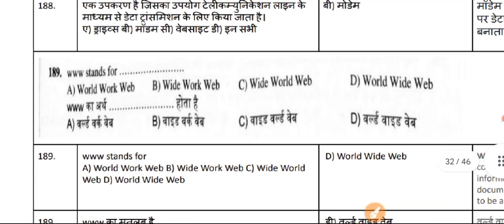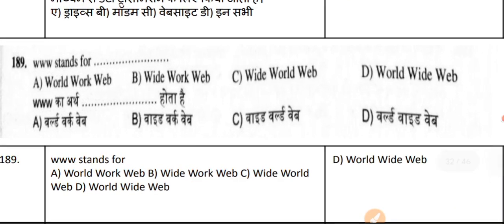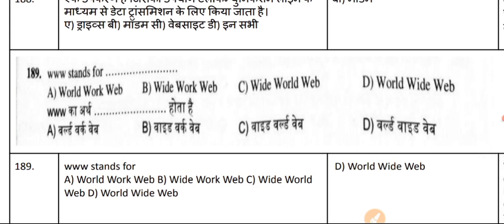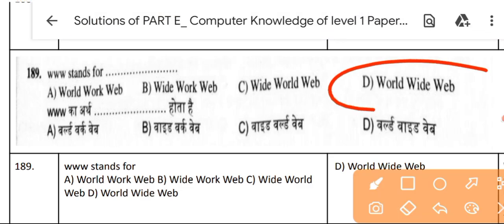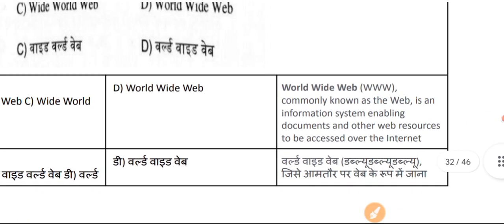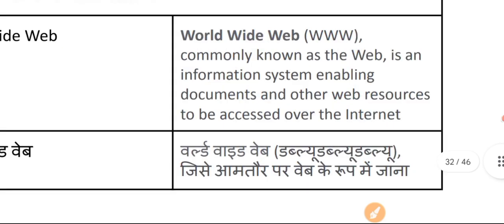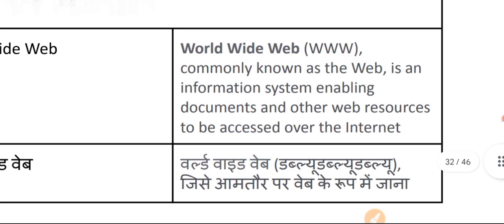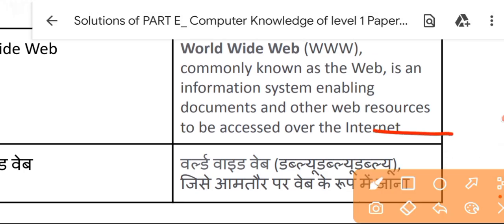Okay, next one: WWW stands for. A very common question asked in many exams. What is WWW? Okay, World Wide Web. The answer will be D. The World Wide Web is commonly known as the web, an information system that enables documents and other web resources to be accessed over a network.